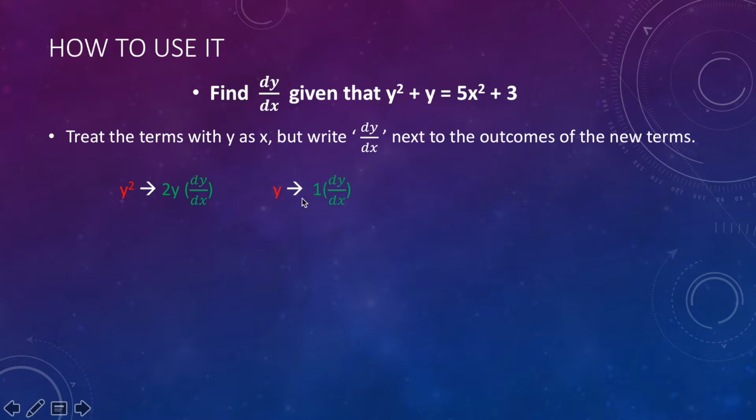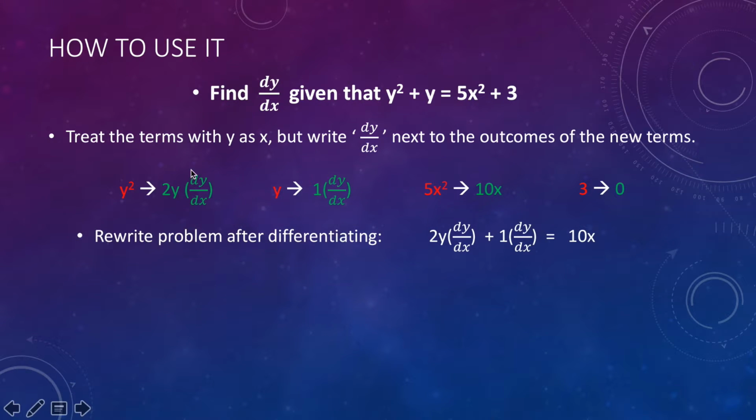So y turns to 1 using the power rule, right? But you have to write dy/dx next to it since it's a term with y. And 5x squared turns to 10x normally, just using the power rule. And 3 turns to 0. That rule only applies to terms with y in them. So rewrite the problem after differentiating, right? So y squared turns to 2y dy/dx. y turns to 1 dy/dx. And then 5x squared turns to 10x.